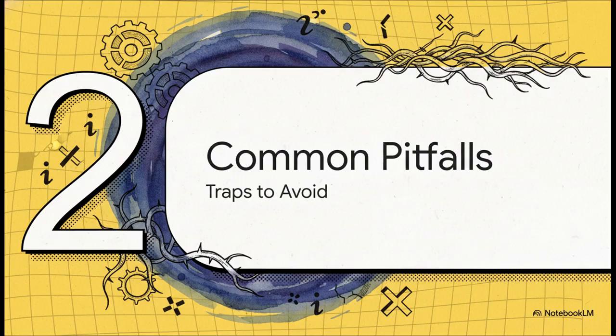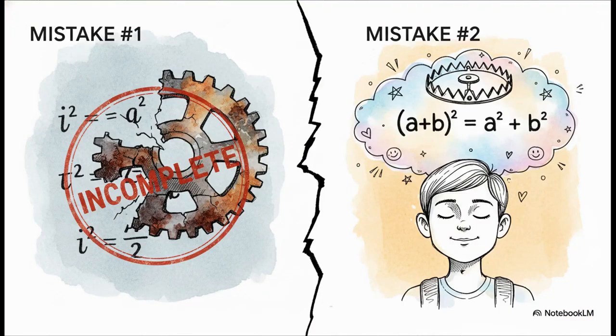Okay, so we've seen how to do it the right way. Now let's talk about the wrong way. Let's quickly go over the most common traps so you can be sure to avoid them. There are really 2 major mistakes people make. The first one is super simple. Just forgetting the golden rule and leaving an i squared in the final answer. You can't do that. It's like leaving an answer as 2 plus 2 instead of just writing 4. You have to simplify it.